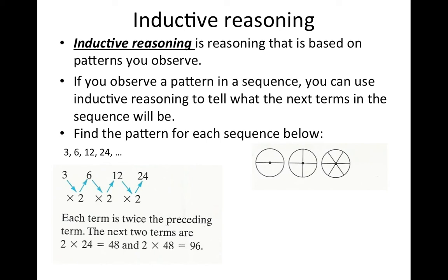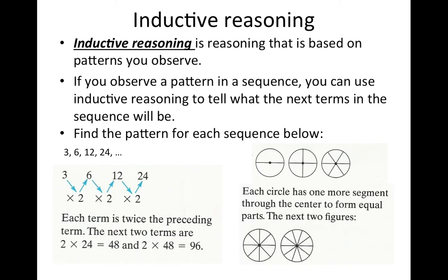What if I have some shapes like that? Well, hopefully you see that the first circle is cut with 1 line, the next one by 2, the next one by 3. So each circle has one more segment through the center to form equal parts. The next 2 would have 4 lines and then 5 line segments to cut the circle. These are all just examples of inductive reasoning.